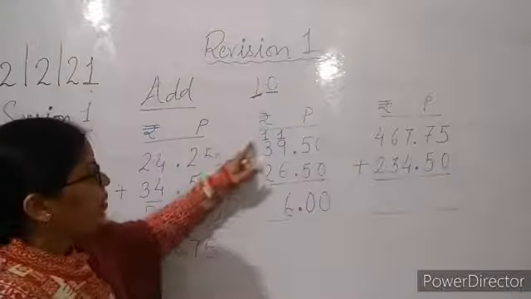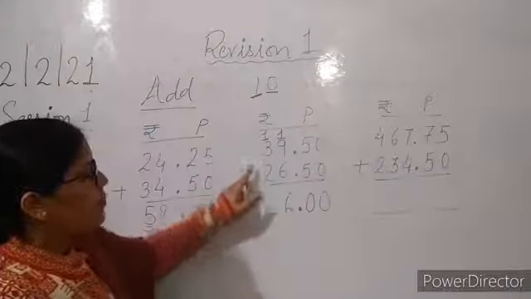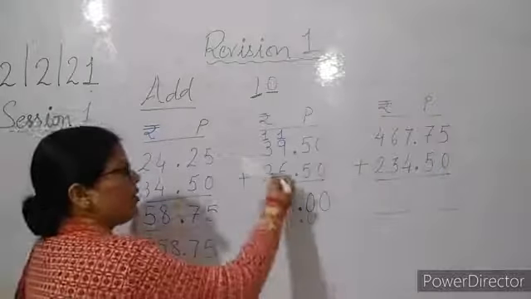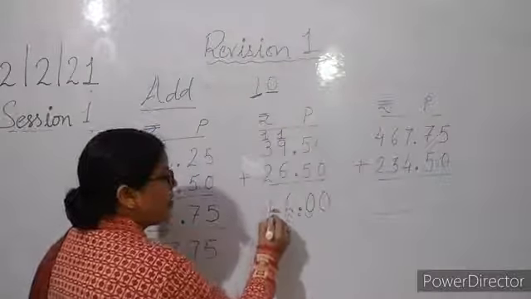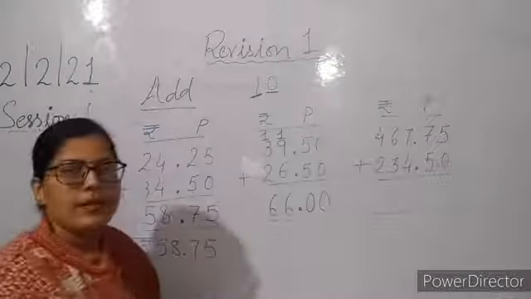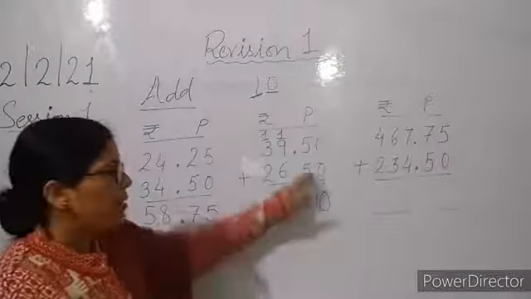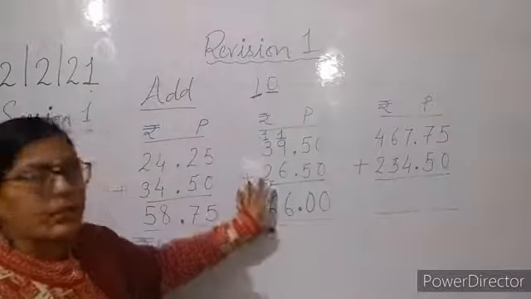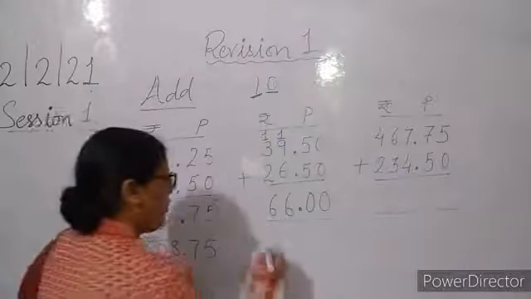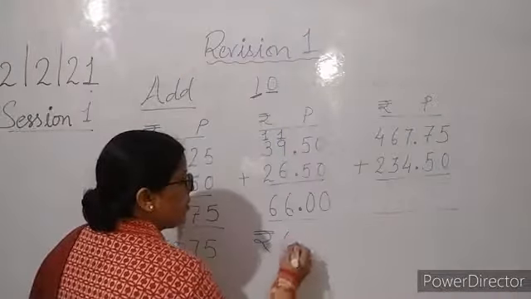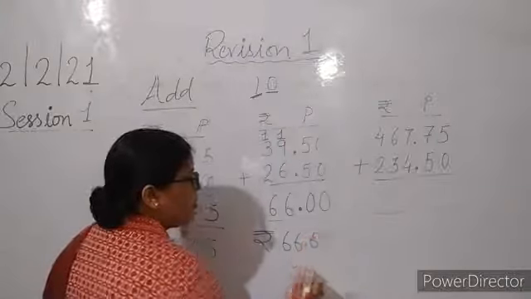Now what is given here? 3 plus 2 plus 1. So 3 plus 2 is 5, 5 plus 1 is 6. The total amount is rupees 66. No paise amount is there, it is 0. The whole amount we got is in rupees. So how will we write here? Using the symbol of rupees, 66.00.